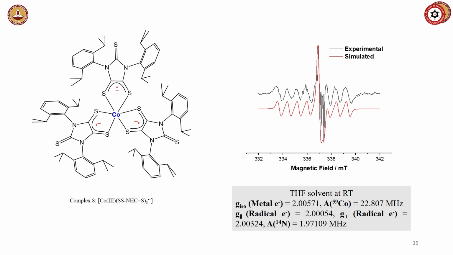So now this is a copper compound, octahedral radical. Here with the coupling, you see the coupling constant of the cobalt is 22, and the nitrogen coupling is seen around 2 megahertz. So in this EPR, these 8 lines here are due to the cobalt, and some lines in this band here are due to the nitrogen coupling.